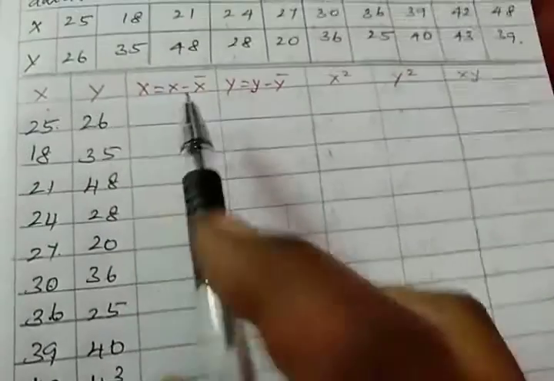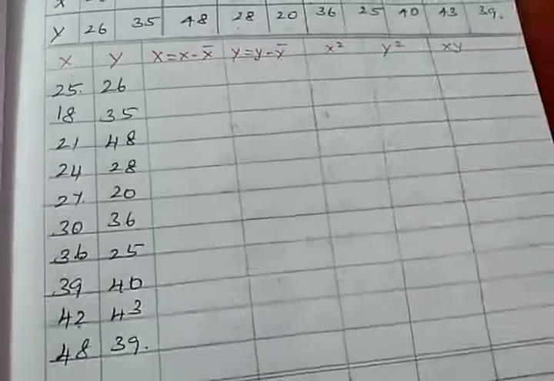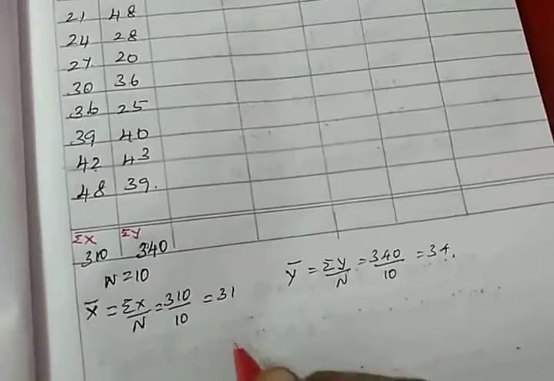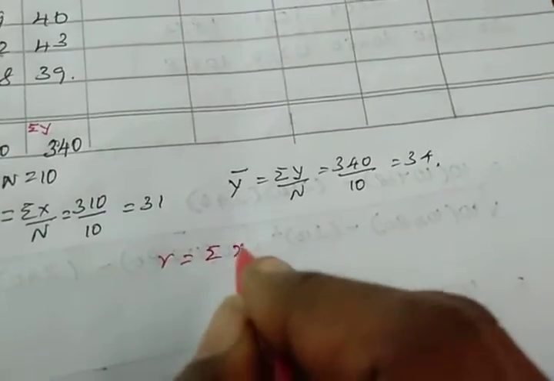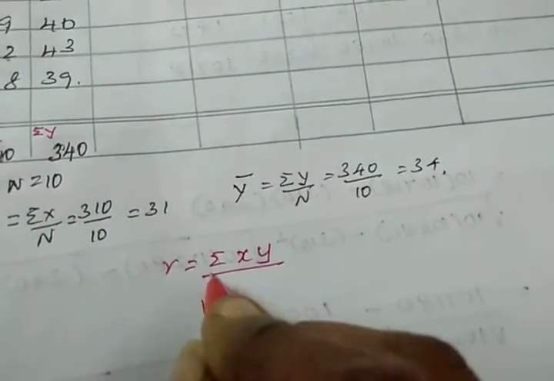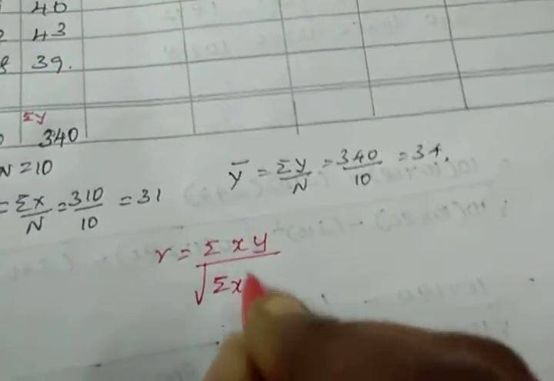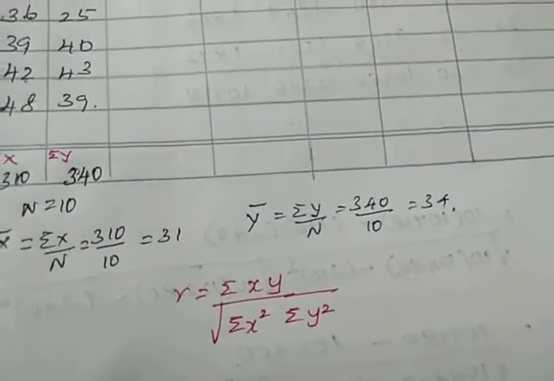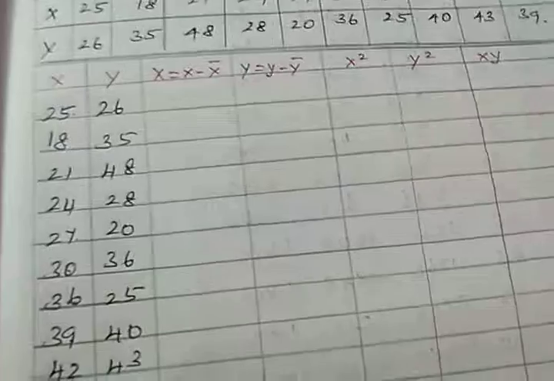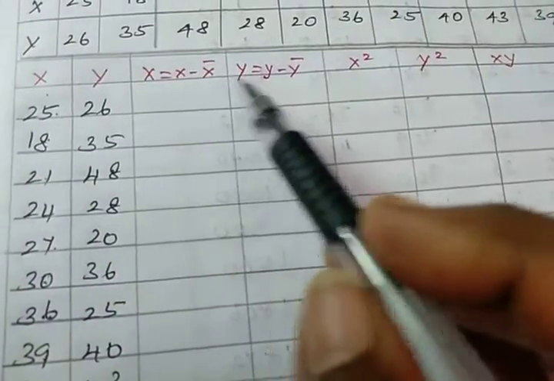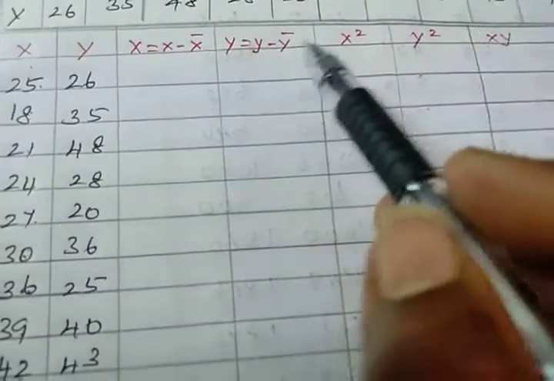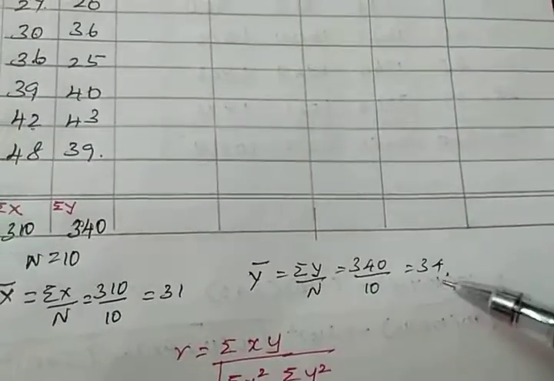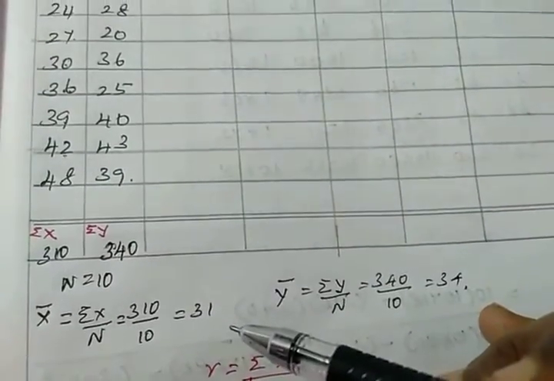So, I am using this type. And the formula will be r equals summation xy the whole divided by root of summation x squared into summation y squared. This will be the formula. So I am creating tabular columns accordingly. Capital X is equal to x minus x bar, capital Y equals y minus y bar. So y bar I have got the answer 34 and x bar I have got the answer 31.